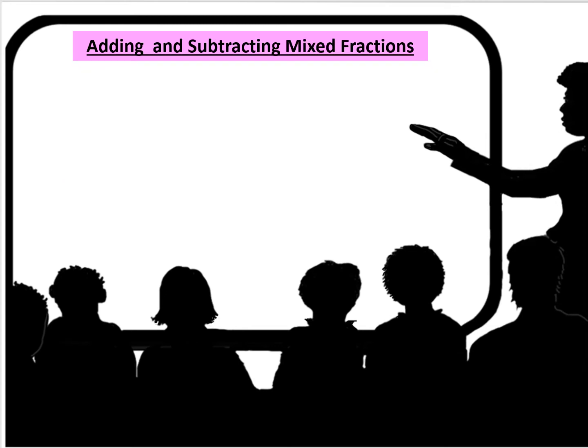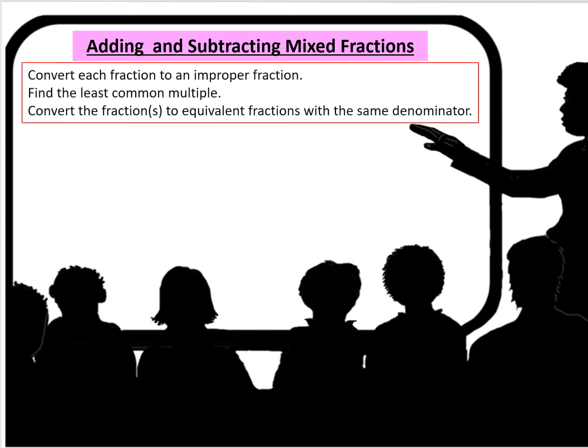When adding and subtracting mixed fractions, you're going to convert each fraction to an improper fraction. Then you're going to use the same steps you used in the last one. You're going to find the least common multiple, convert the fractions to equivalent fractions with the same denominator.